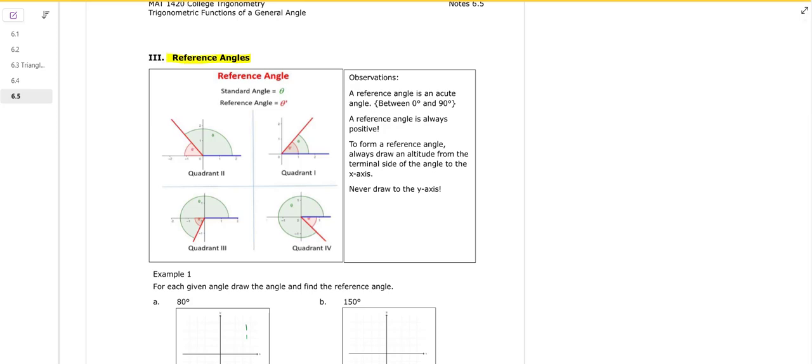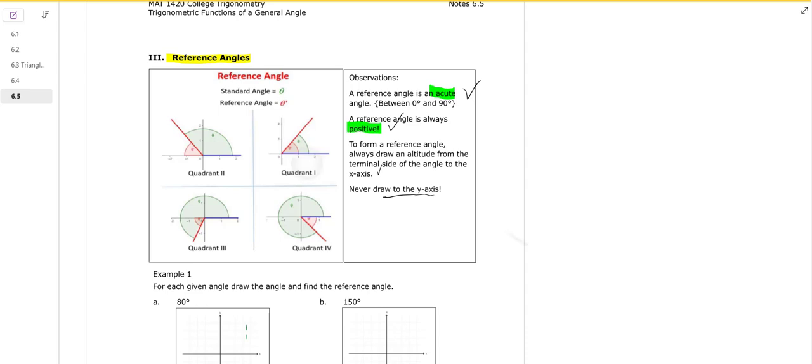First of all, a reference angle is always an acute angle. So it's always between 0 and 90 degrees. Reference angles are always positive. And to form a reference angle, you always draw an altitude from the terminal side of the angle to the x-axis. And make sure that you never draw to the y-axis. I see students do that all the time.